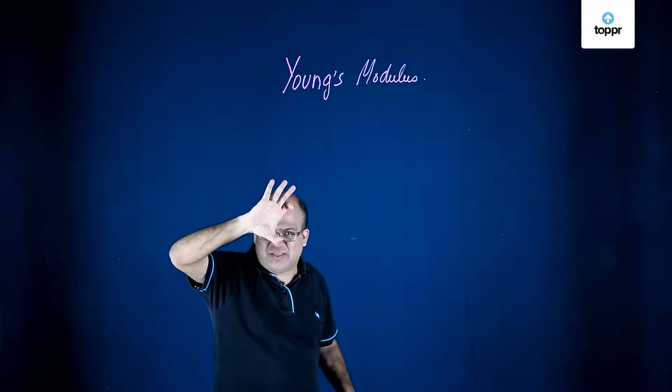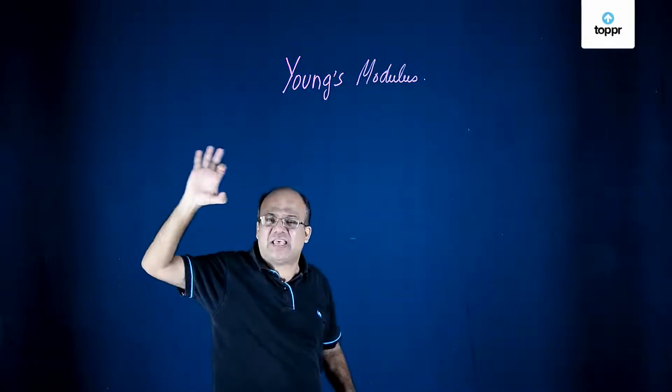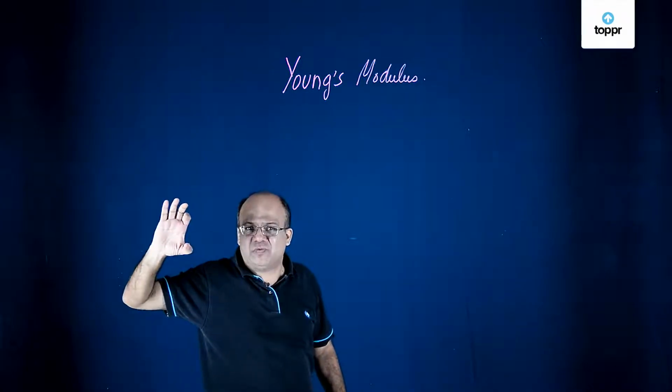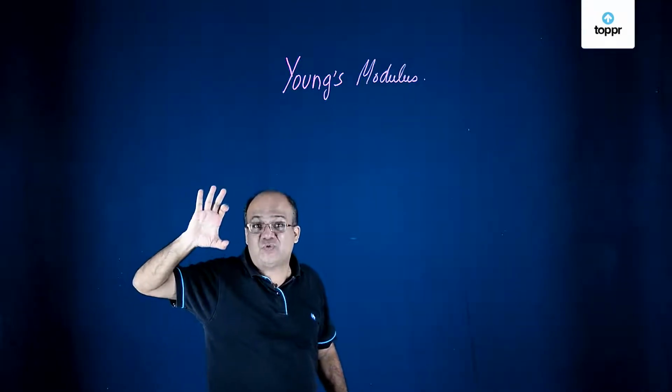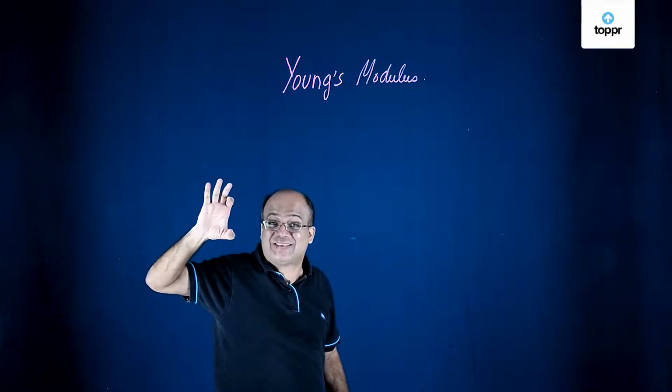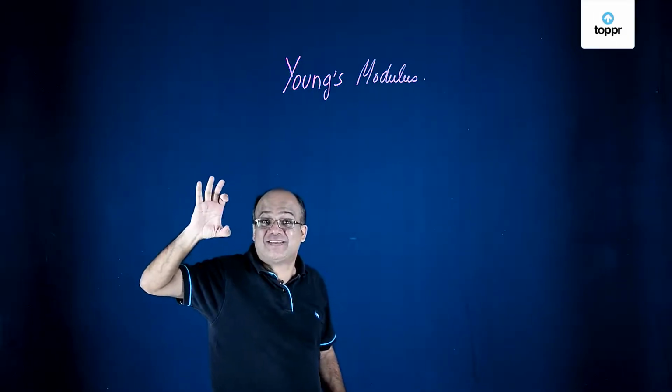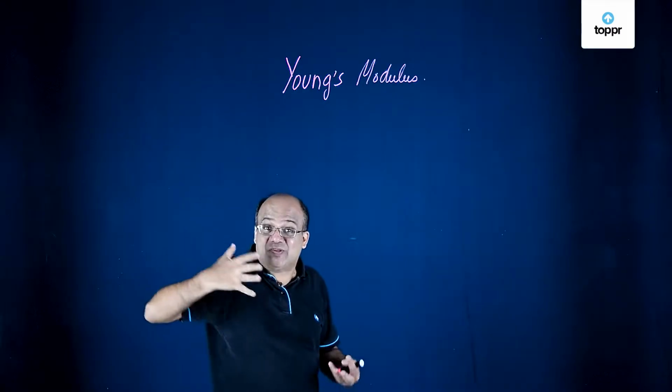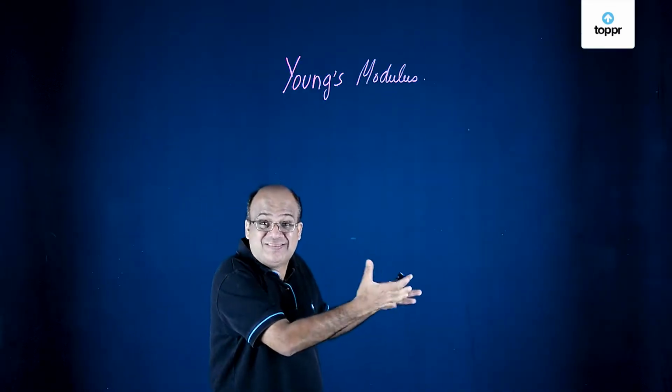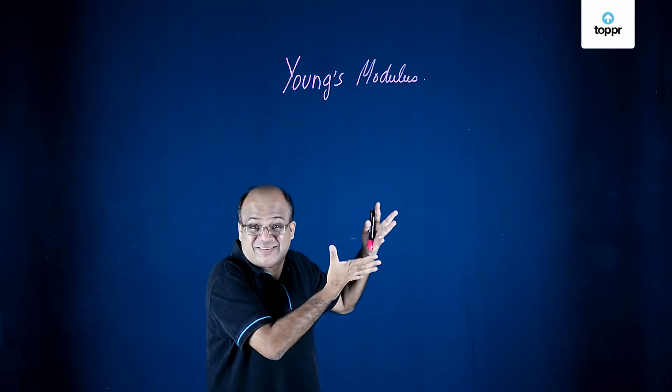If there are two materials and you want the same strain, the material which requires more force will have more elasticity. So remember that steel is more elastic than copper, brass, aluminum. That's why it is used in making heavy duty machines and other objects, structures, right?